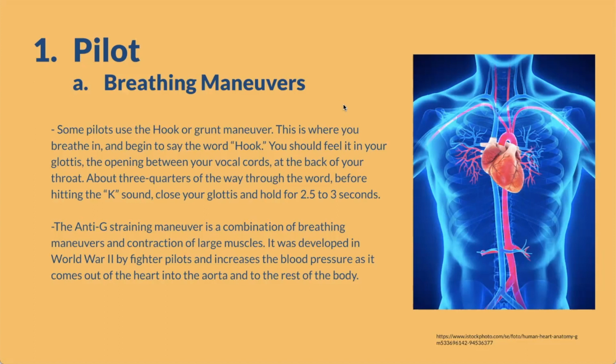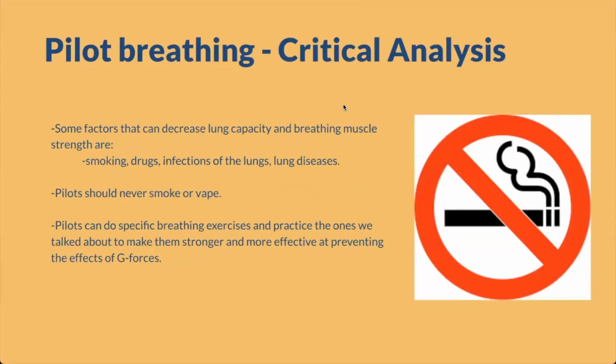The anti-G straining maneuver is a combination of breathing maneuvers and contraction of large muscles. It was developed in World War II by fighter pilots and increases the blood pressure as it comes out of the heart and into the aorta and to the rest of the body.